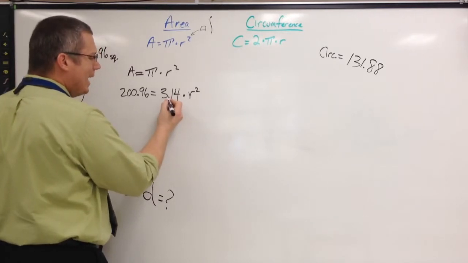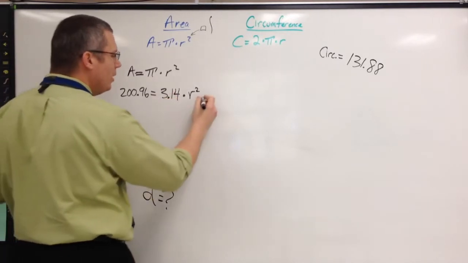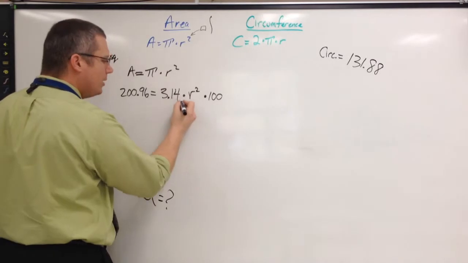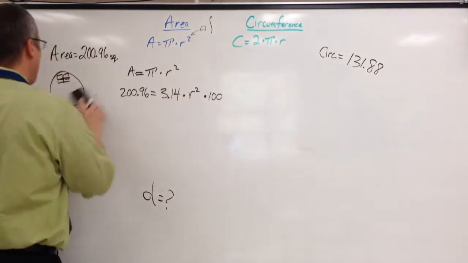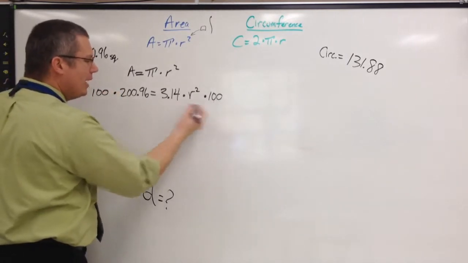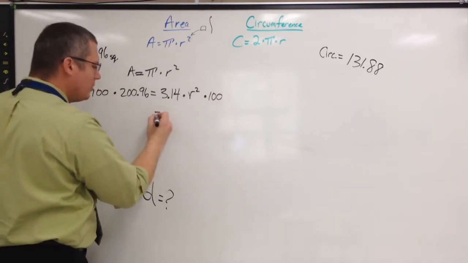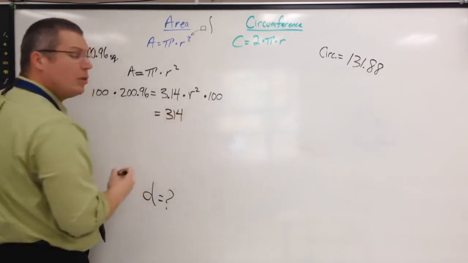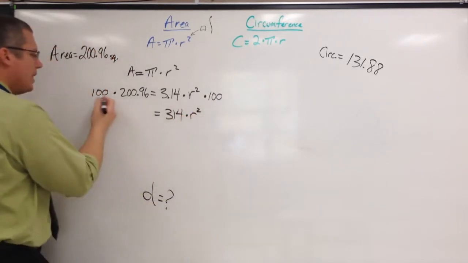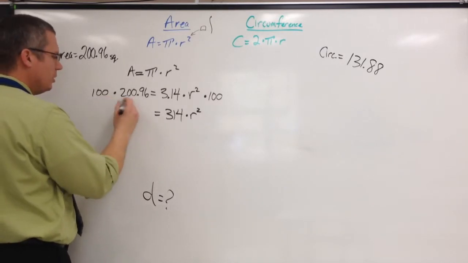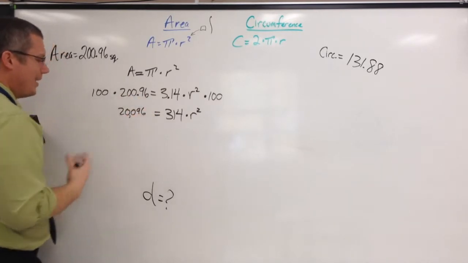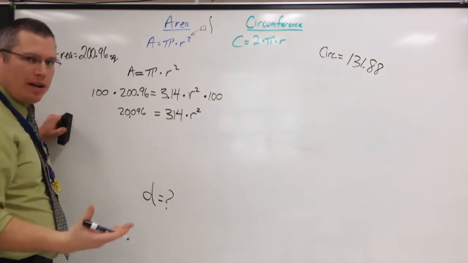So technically, to move a decimal 2 times to the right, I can't just pick it up and move it. I'm going to multiply by 100. The reason it's 100 is because it needs to move twice, 2 place values, 2 zeros. Multiply by 100 on both sides. What that does is I can combine like terms. 3.14 times 100, check it on your calculator, equals the number 314. I still have r to the second left. Take this side, 200.96 times 100. Move it twice to the right, check it on your calculator, is 20,096. So now I'm working with all whole numbers.